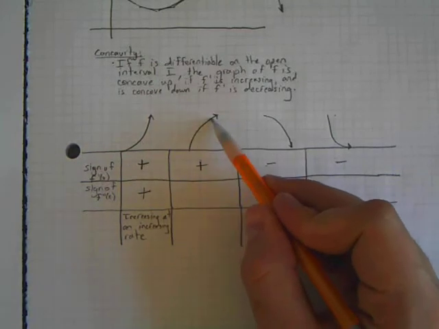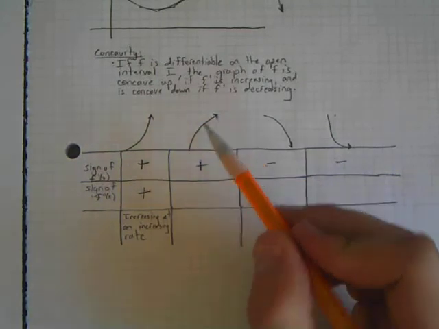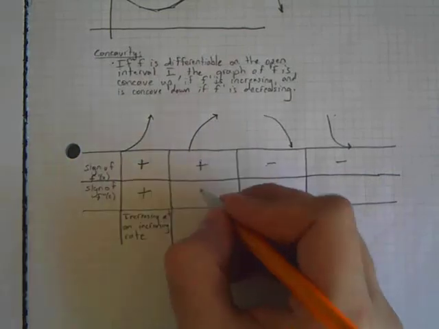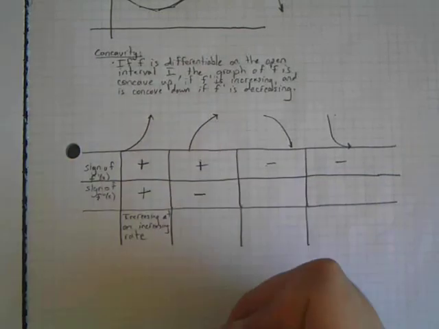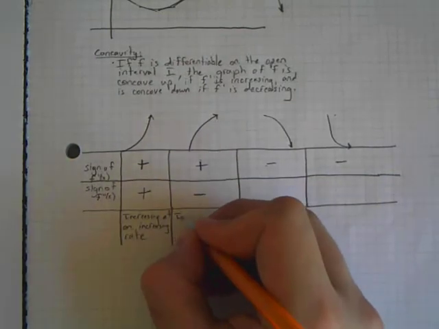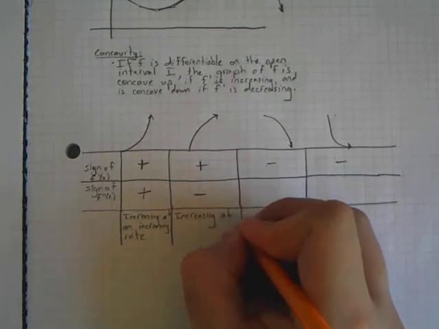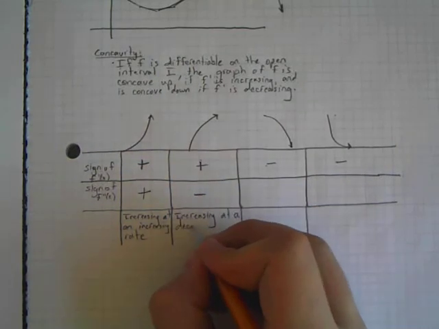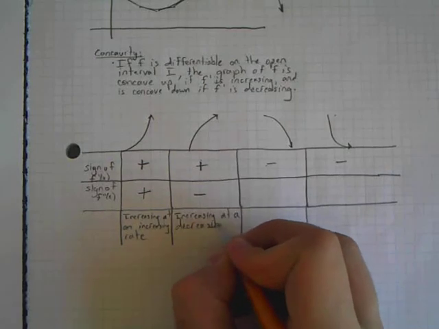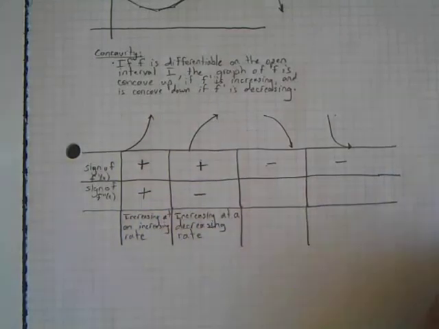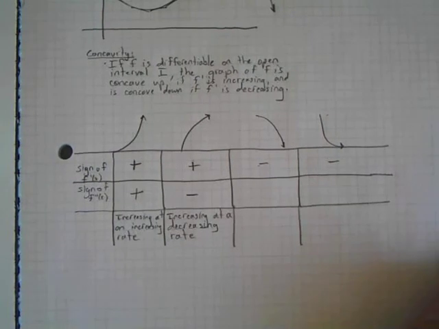This one is increasing, but the slope is getting smaller. Still positive, still increasing, but the slope is getting smaller, which tells me that the sign here is going to be negative because we are increasing at a decreasing rate. All right, see if you can fill out the next two if you haven't already.